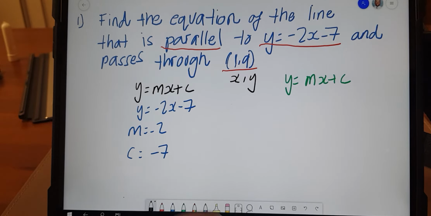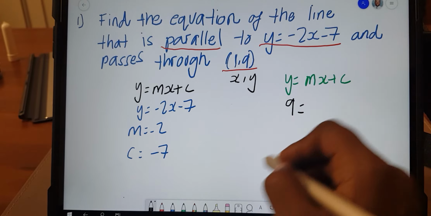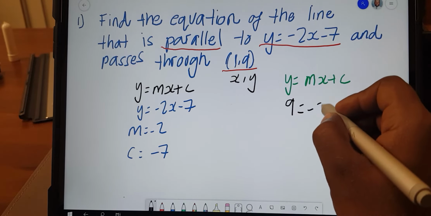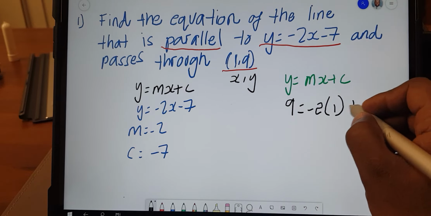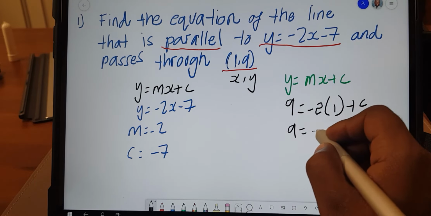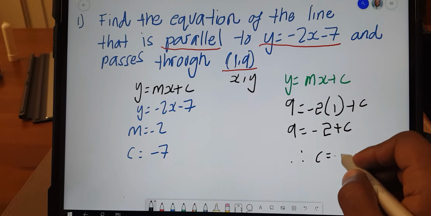So let's substitute these numbers here. What is my y? 9. And what is my m? -2. And what is my x? 1, plus c. So 9 is equal to -2 plus c. And with basic linear equations, c is equal to 11.